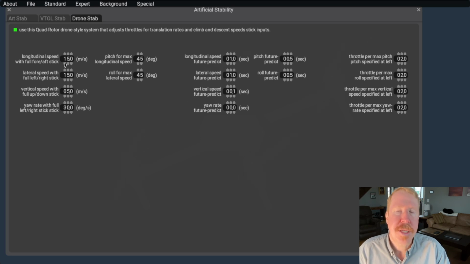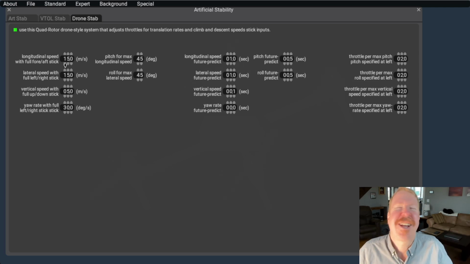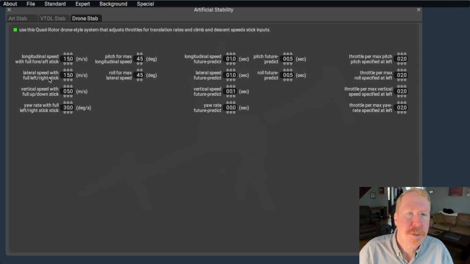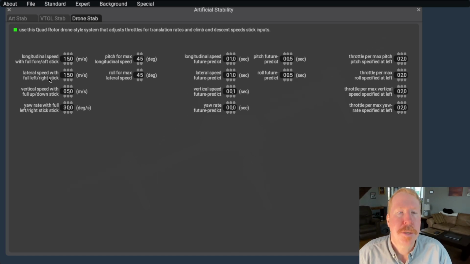Longitudinal speed with full stick, 15 meters per second. This thing does 10 meters per second, so in the sim, of course, I've got to do 15. Lateral speed with full left and right stick, 15 meters per second. That's how fast you're going to move to a different location to start photographing. Vertical speed up and down, 5 meters per second.